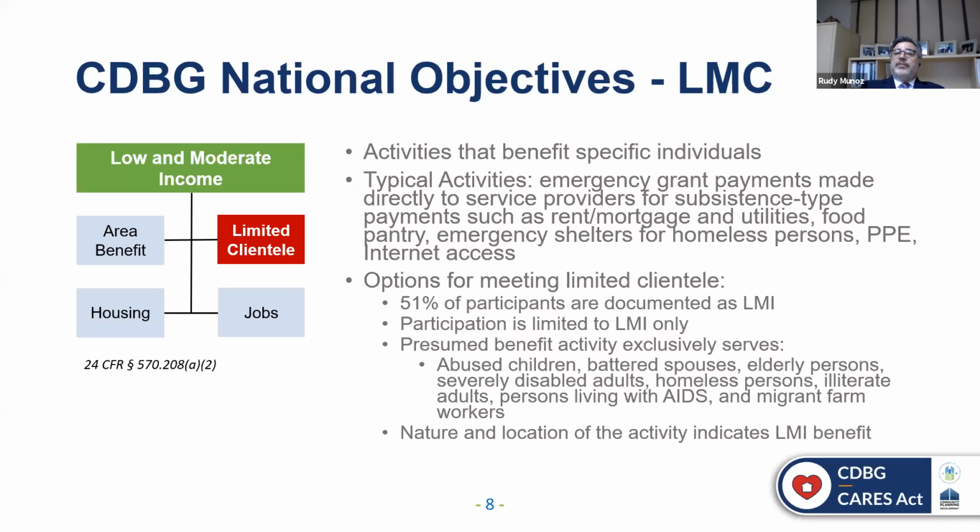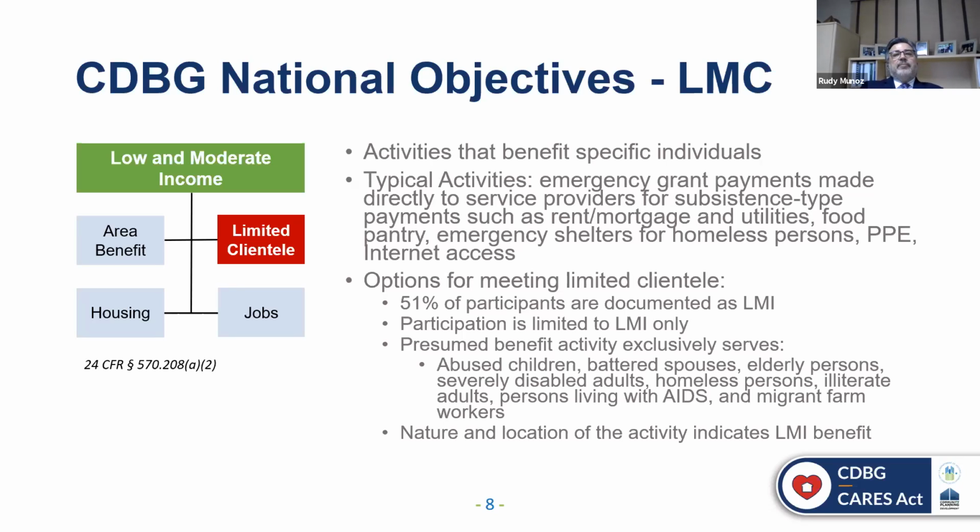The first is to document that at least 51% of the participants are persons whose family income does not exceed the LMI limit. And a simple, verifiable self-certification is acceptable. And HUD does provide a sample self-certification form that's available within the CPD income calculator within the HUD Exchange website. Keep in mind, and I mentioned this earlier, while 51% of the participants must be low and moderate income, that means that the remaining 49% of the participants may earn incomes above the moderate income level.